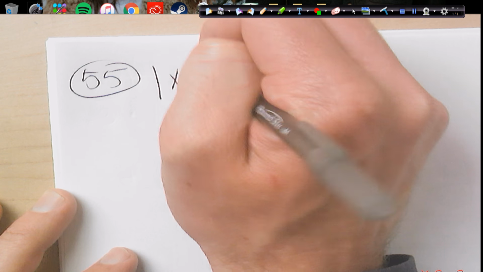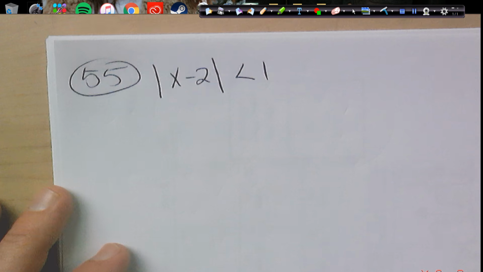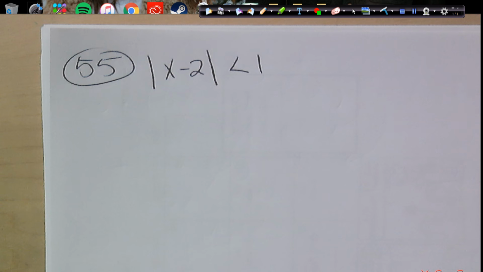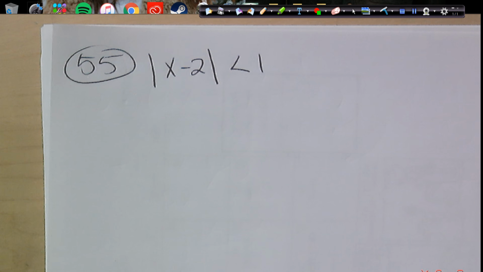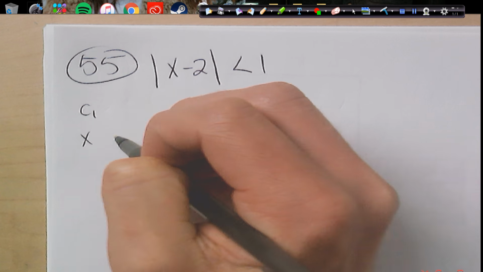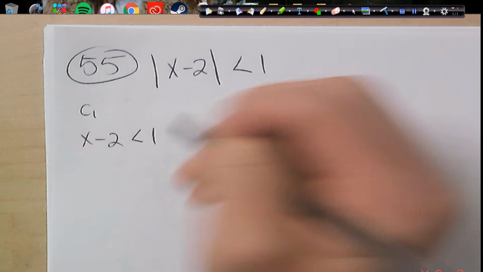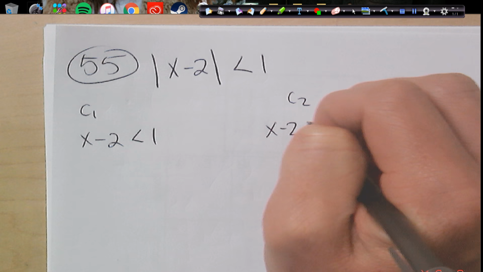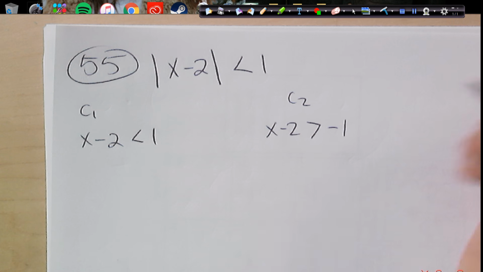Absolute value of x minus 2 is less than 1. Okay, when you have absolute value, you get in this game called less than or greater than. It basically becomes a compound inequality. So this is less than, so we do 2 problems. It's kind of like our case 1, case 2. So x minus 2 is less than 1, and x minus 2 is greater than negative 1.